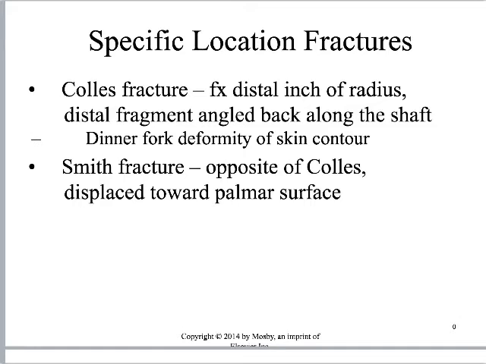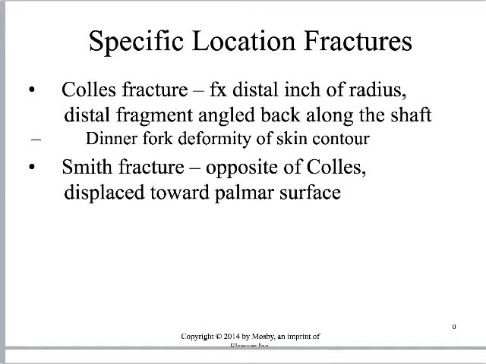So let's carefully describe what a Colles fracture is. This is the distal inch of the radius, right? And the fragments are going to be angled back along the shaft. Sometimes we call this a dinner fork deformity, and we can see that dinner fork on the skin. It's a contour on the skin where the fragments of the fracture are poking up into the skin, and it looks like a dinner fork.